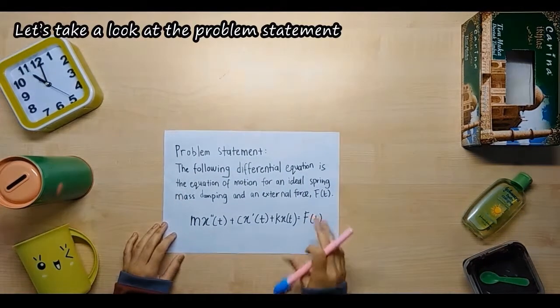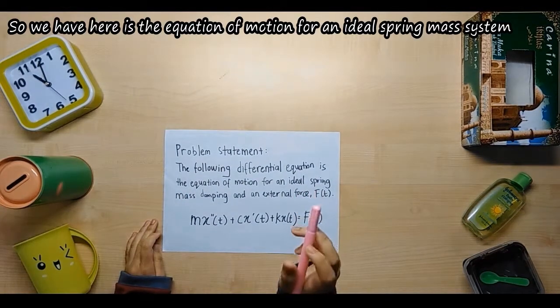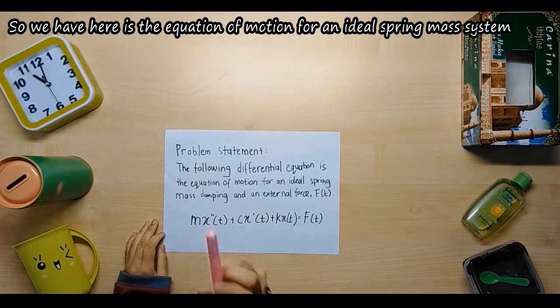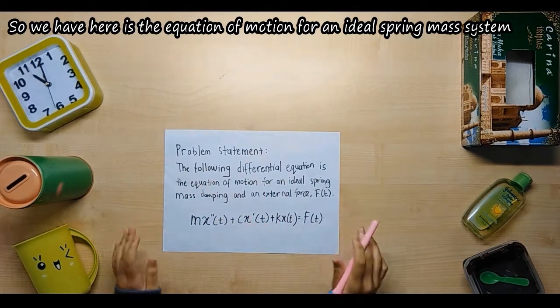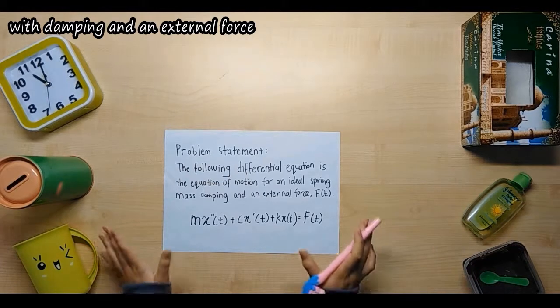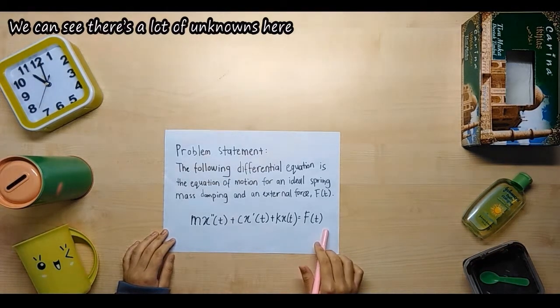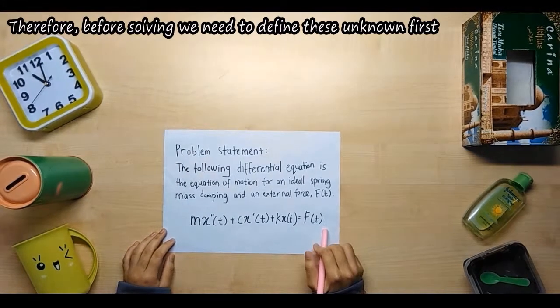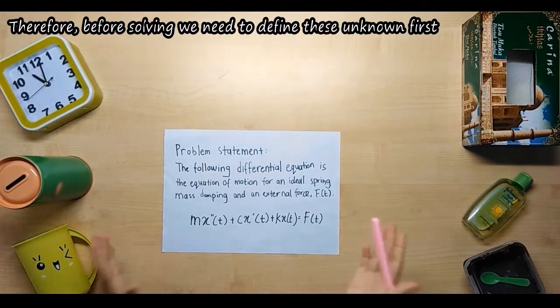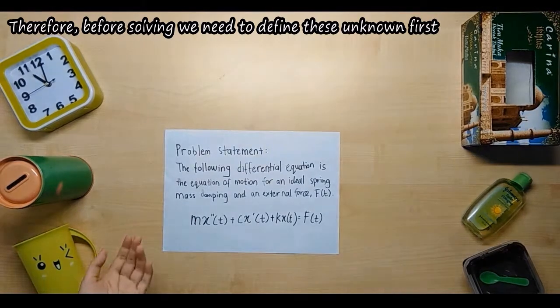Let's take a look at the problem statement. Here is the equation of motion for an ideal spring mass system with damping and an external force. We can see there are a lot of unknowns here. Therefore, before solving, we need to define these unknowns first.